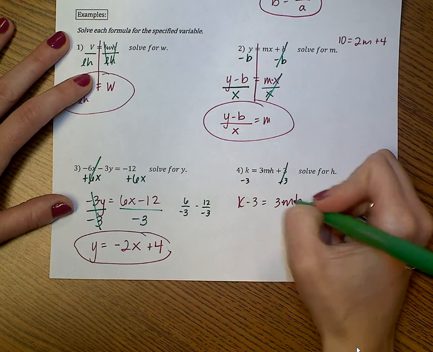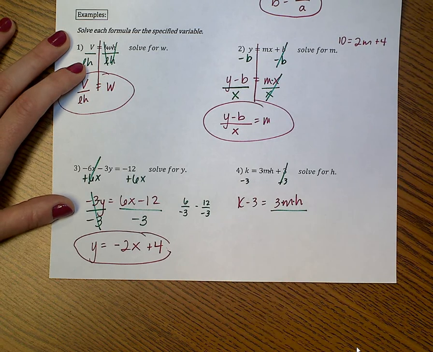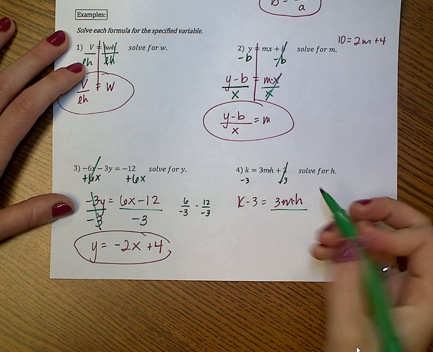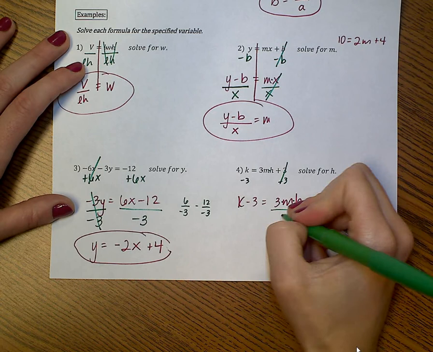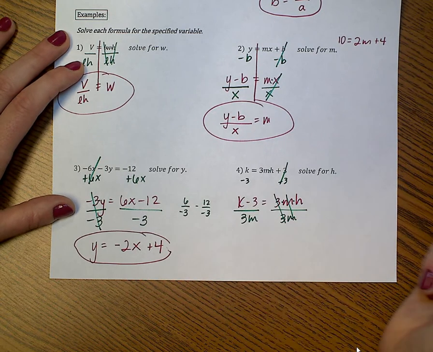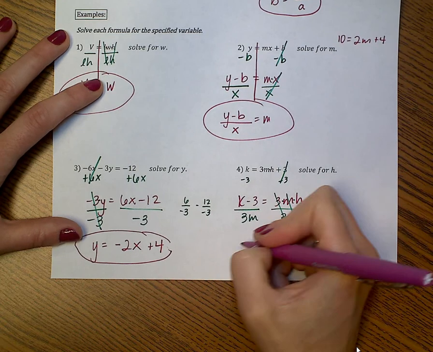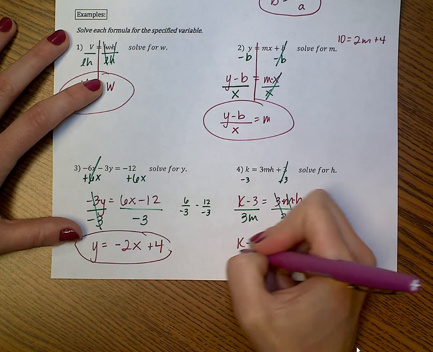Same idea as number 1. If I need to move more than one thing at a time, I can divide by more than one thing. So you want to move the 3 and the m, so divide by both of them on either side. This answer looks awful, but I'm going to keep it: k minus 3 over 3m.